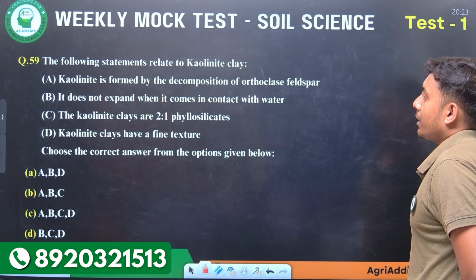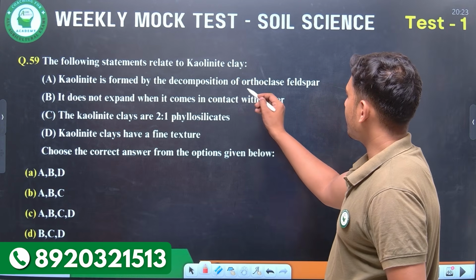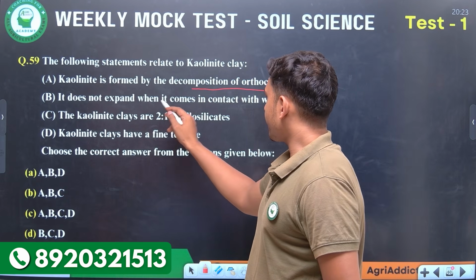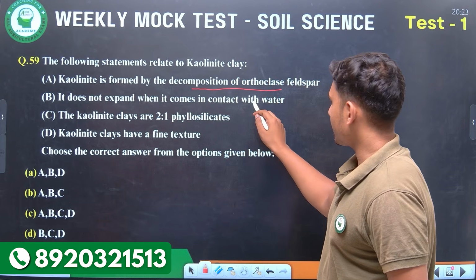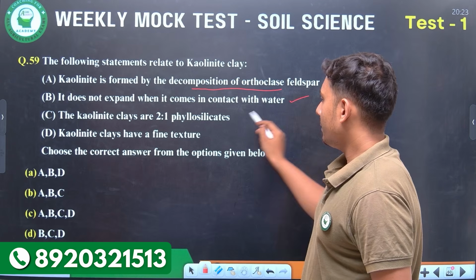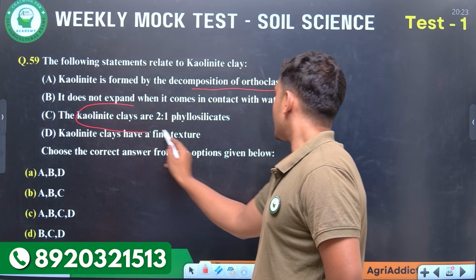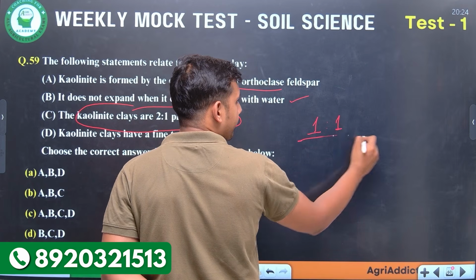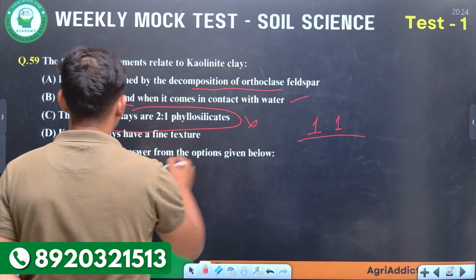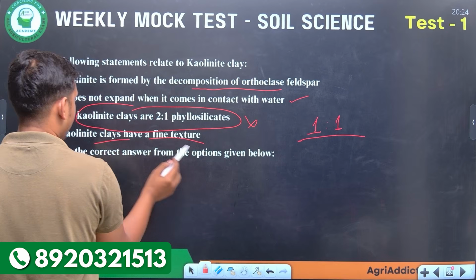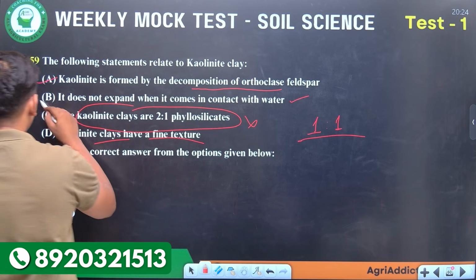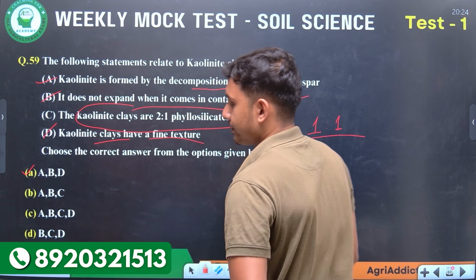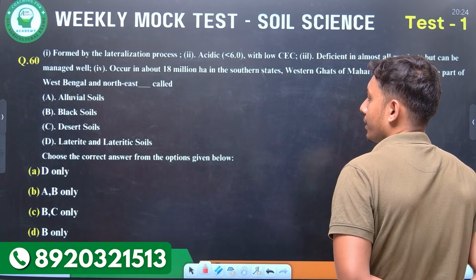Then the following statements are related to kaolinite. Kaolinite is formed by the decomposition of orthoclase feldspars. Yes, it is true. It does not expand when it comes in contact with water. Yes, this is also true, but this is false: kaolinite is a 2:1 phyllosilicate. No, actually kaolinite is 1:1. So this is wrong, and it has fine texture due to clay content. So A, B and D, 3 options are right. Okay. Now comes the next question.